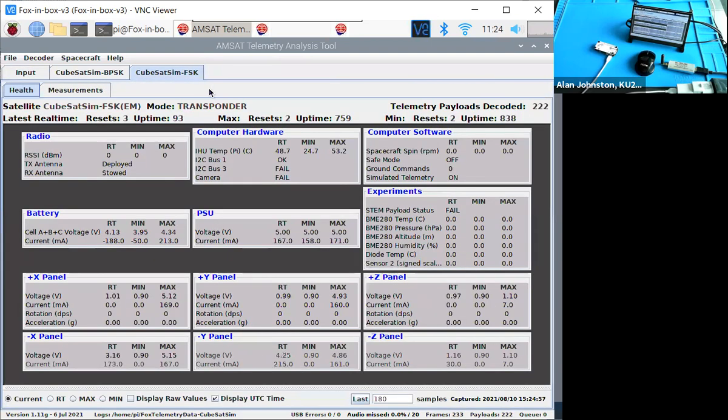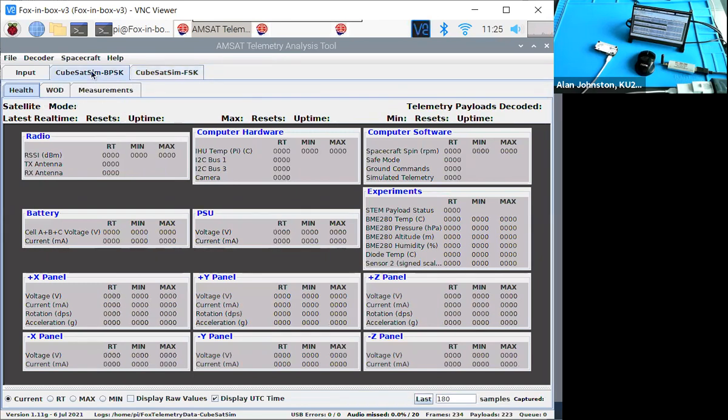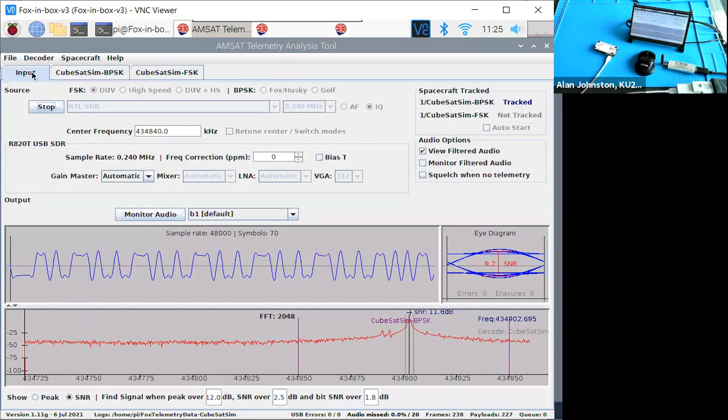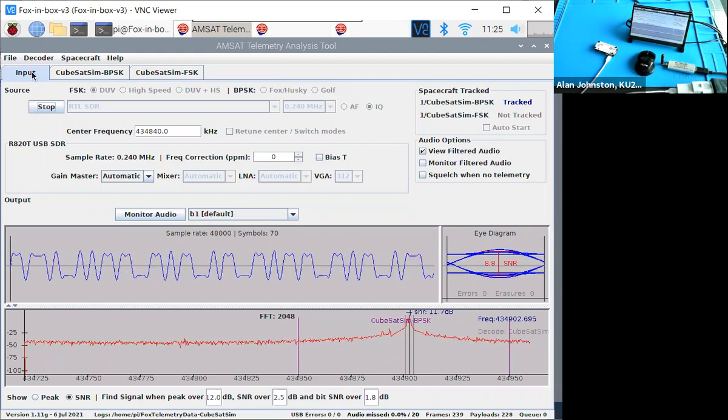Okay. So we've done all this for the FSK, frequency shift keying, data under voice mode. We could do the same thing for BPSK. The fields are almost identical, and all we need to do is put the CubeSatSim Lite into BPSK mode, which is mode 3. So hopefully you've learned something about how to interpret and decode the telemetry from the CubeSatSim.